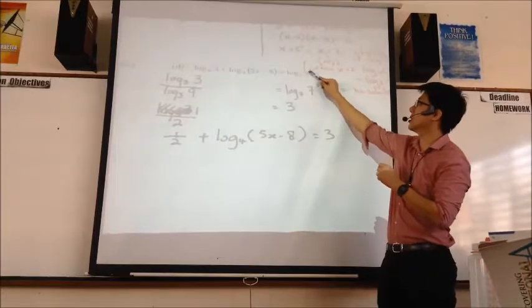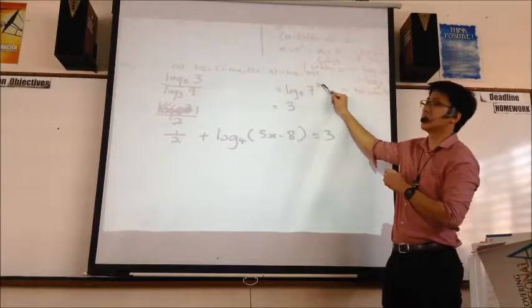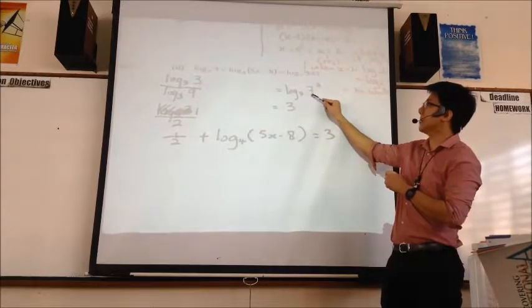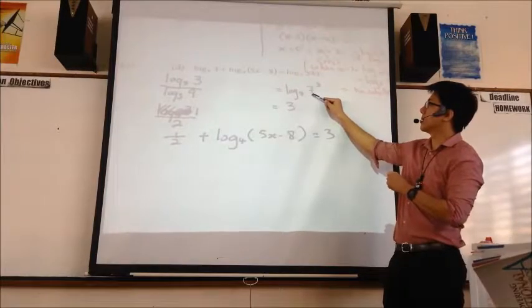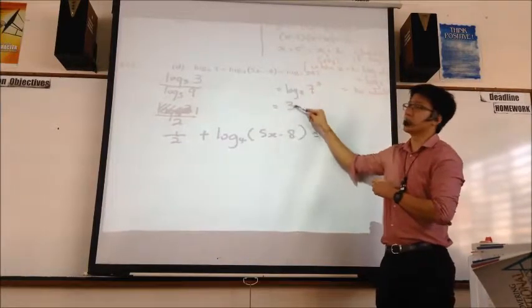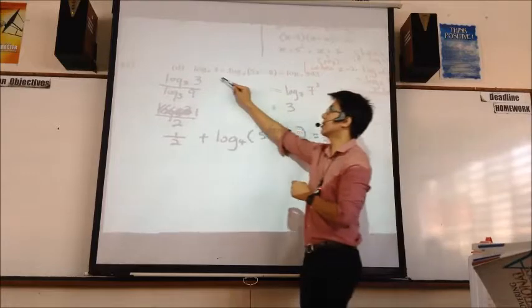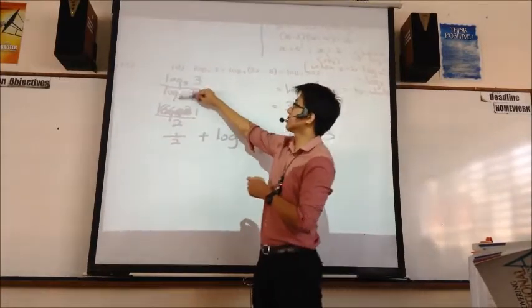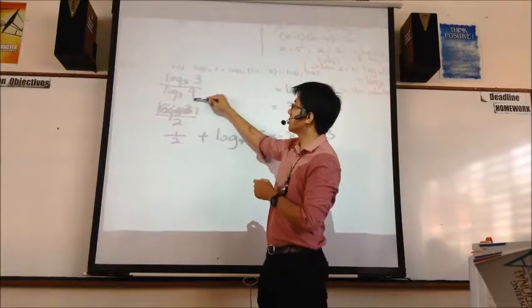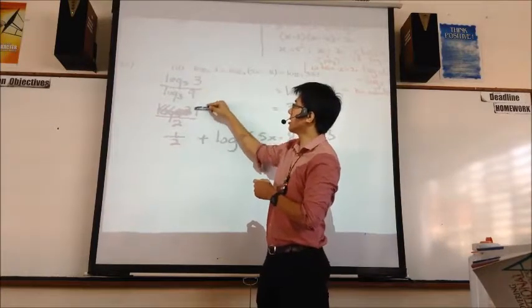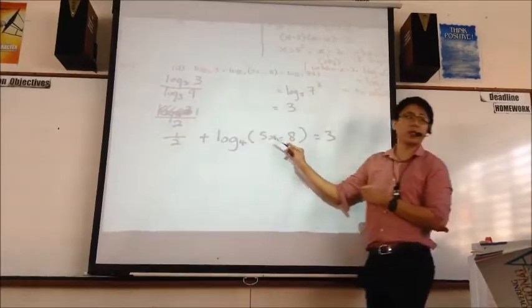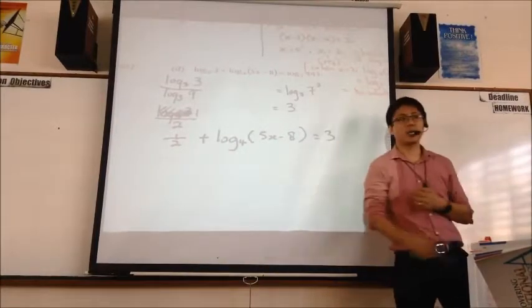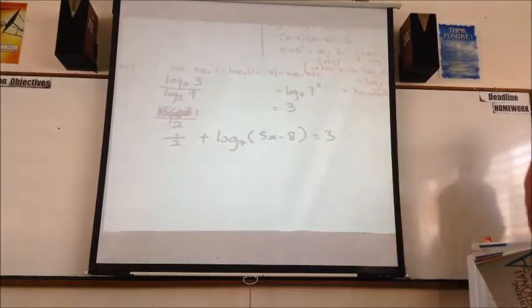Look at 343, it's actually 7 cubed. So once you have log base 7, the 3 can come down, and this is 3. Same thing here, log base 9 of 3. You want to use the change of base, change to base 3, and then you get half. And when you have this equation, you can just bring the half over, and you can solve for the answer.